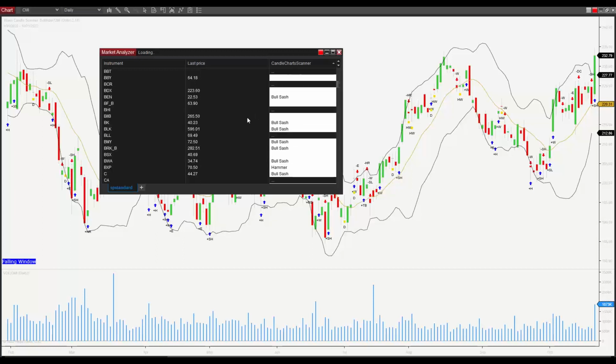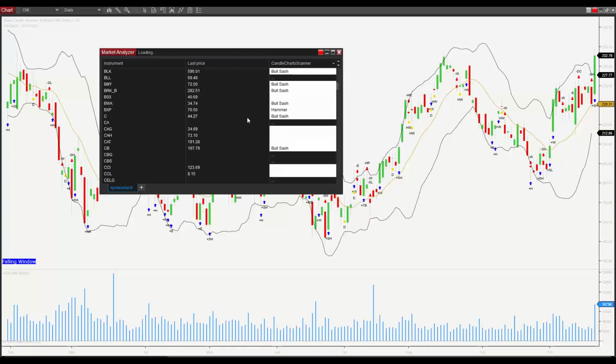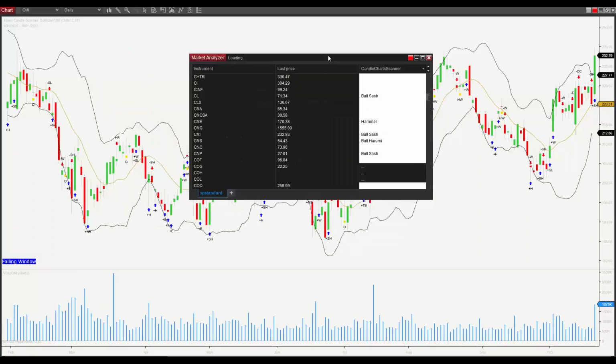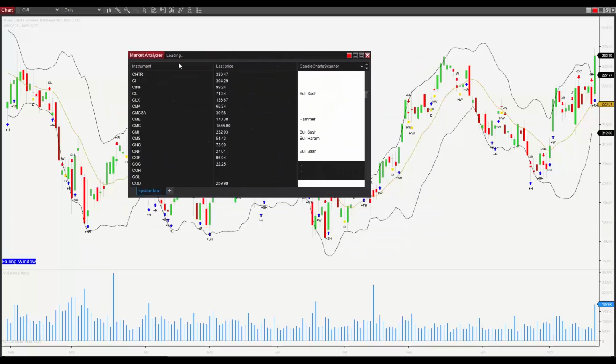And again, if you have questions, by all means, type them in. So I was looking through the charts. I looked yesterday at the Market Analyzer. This is just, again, the S&P 500 finding all my different candle patterns. I want to know on a daily chart what's going on in different markets.